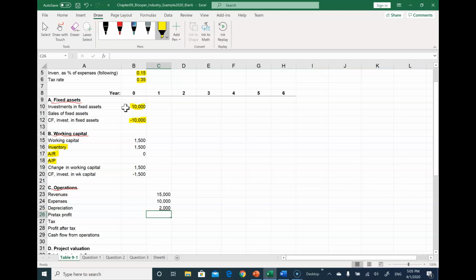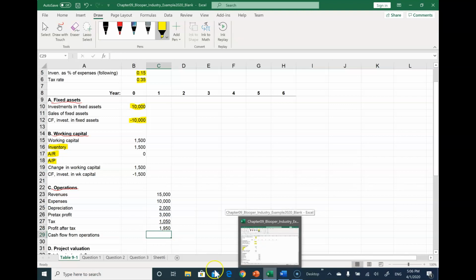So once we have revenue, expense, and the depreciation, we can easily calculate the pre-tax profit. Pre-tax profit is revenue minus the cost minus the depreciation, right? So pre-tax profit is $3 million, and tax rate is 35%, which is recorded in here. So tax rate times the pre-tax profit will give us the total amount of tax. So net income is pre-tax profit minus the tax, which is $1.95 million.